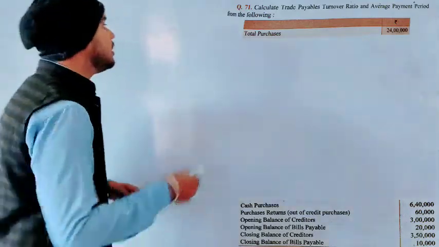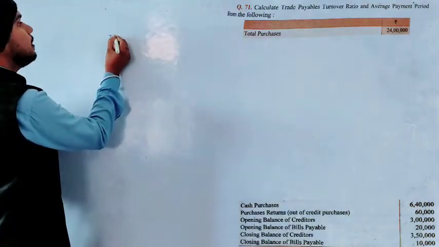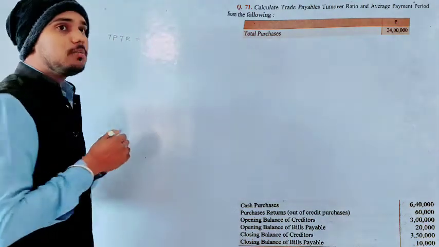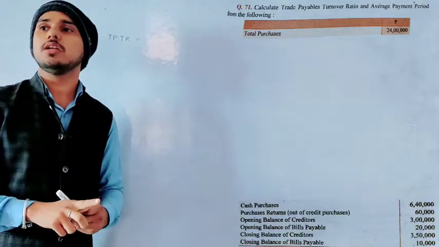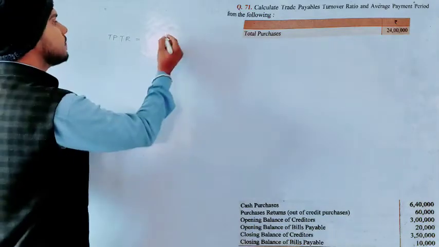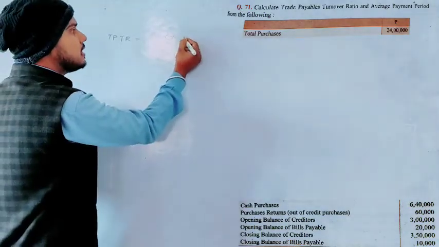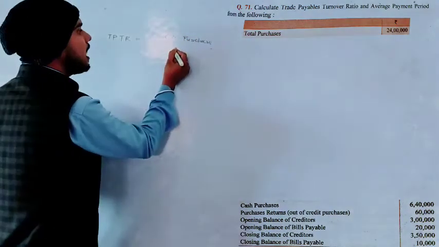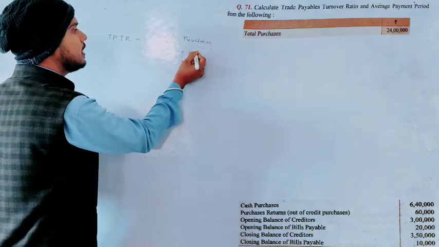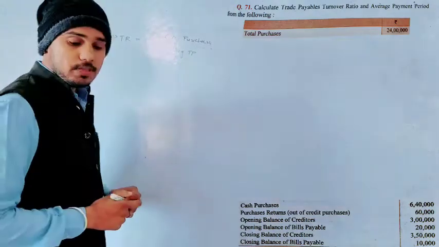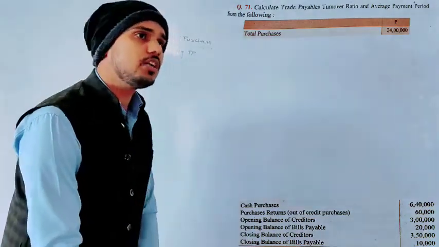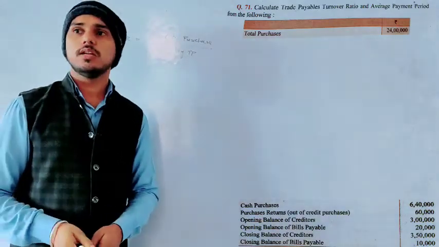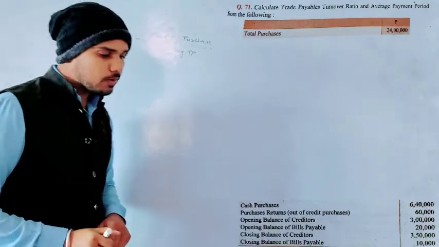Now, what is the formula for trade payable turnover ratio, sir? Trade payable is related to creditors, and creditors will be in your business whenever you purchase on credit. So the formula will be credit purchase upon average trade payable. Right, now we need two things: one is credit purchase, second one is average trade payable. And trade payable means creditors and BP both, right? Okay. Now how can we calculate credit purchase?